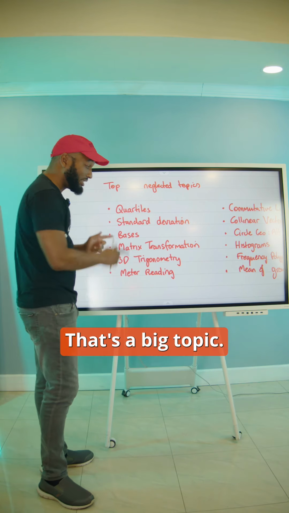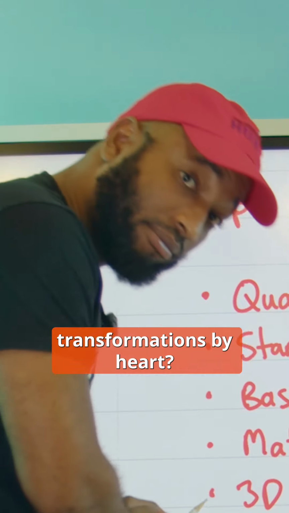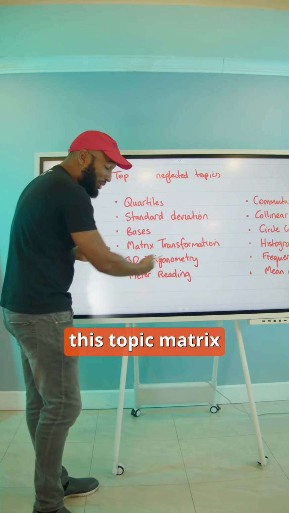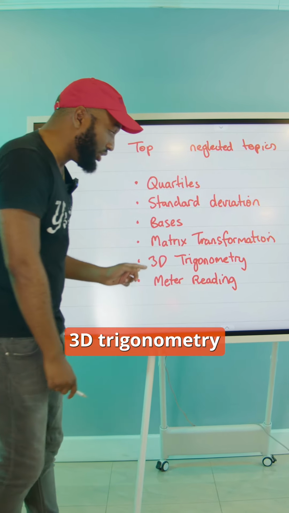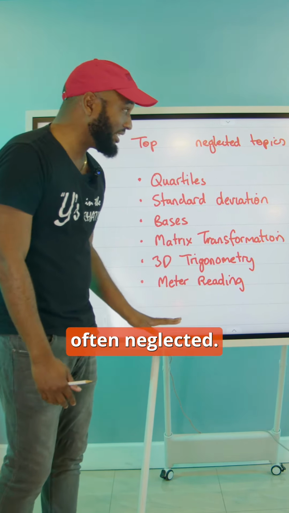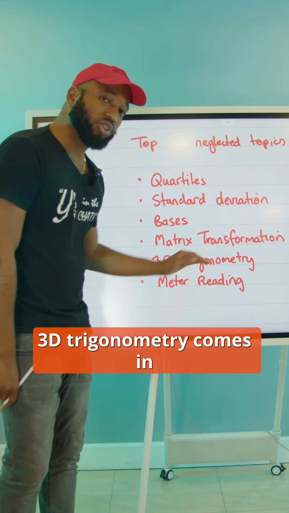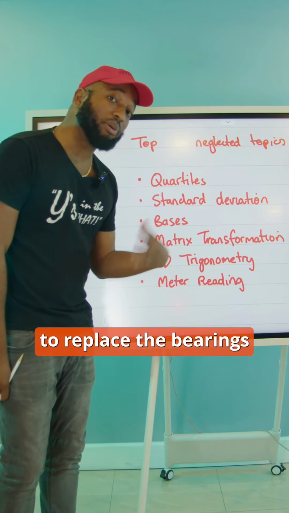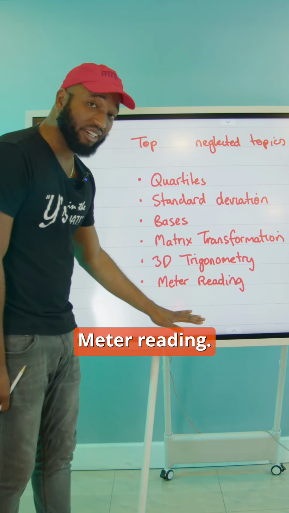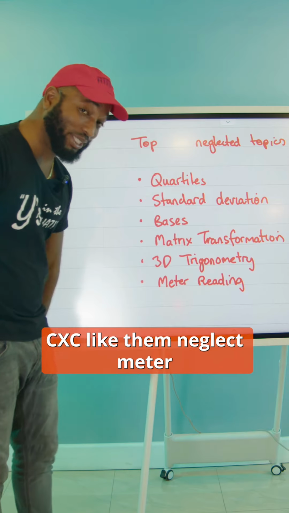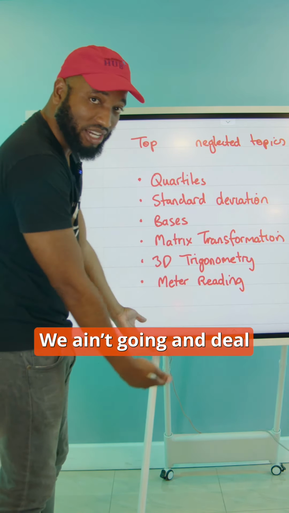Matrix transformations, that's a big topic. Do you know all the common matrix transformations by heart? CXC has been showing this topic a lot of love in recent years, so that's one to get down. 3D trigonometry, often neglected. This list could also be considered as the things the math teacher forgot to teach. 3D trigonometry comes in the bearings question, to replace the bearings question sometimes, so you need to understand what that is about. Meter reading, we haven't seen that in CXC, they neglect meter reading, and also if CXC wants the meter reading, they could throw it out and go and deal with meters and things.